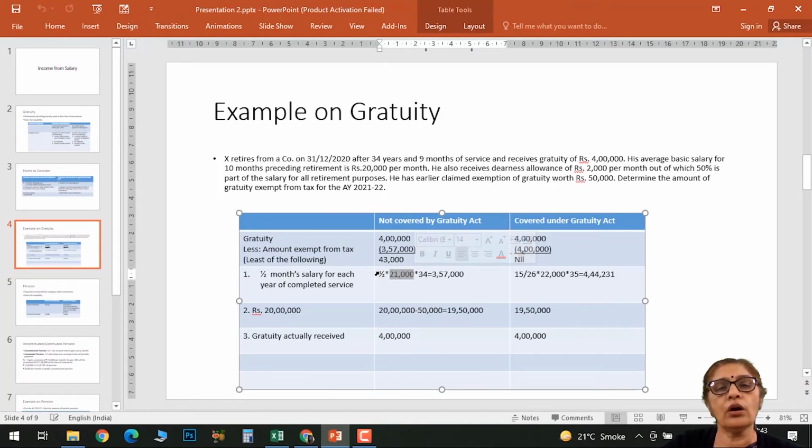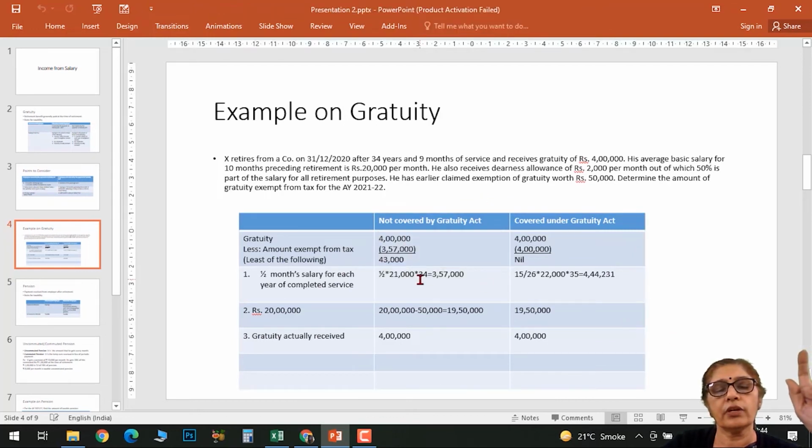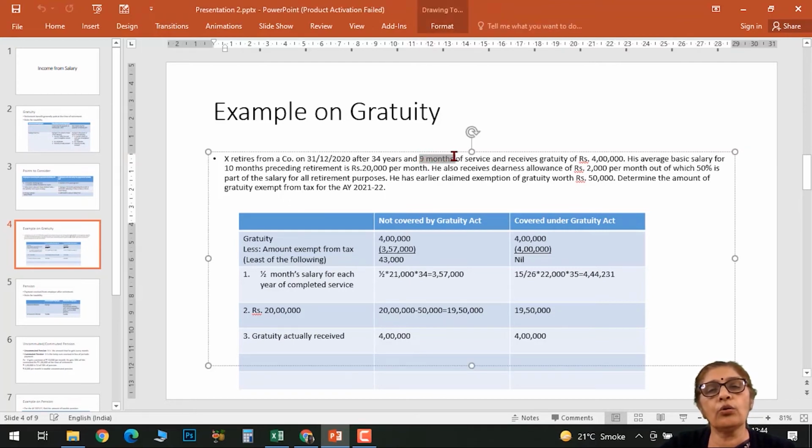What do we have to do now? Half of it. 21,000 is for 1 month. Half would be 21,000 into half for those who are not covered under the Gratuity Act. Then this amount is multiplied by completed years of service. If you're not covered by the Gratuity Act, months are ignored. So we'll not consider 9 months even if they are more than 6 months. So multiplied by 34.